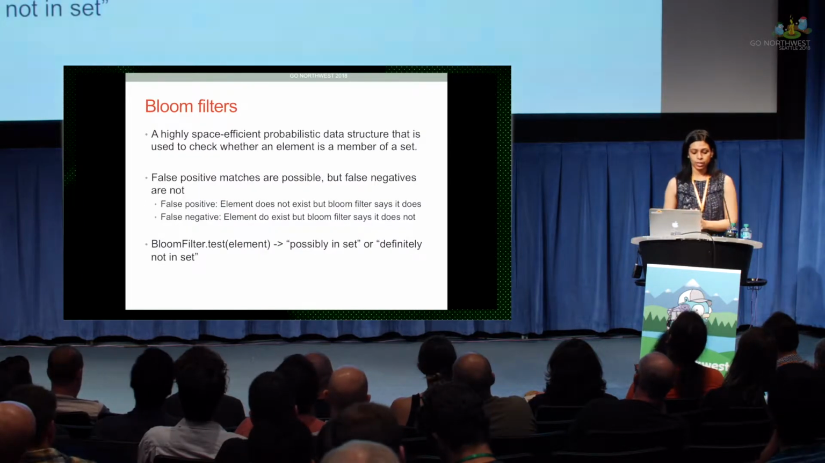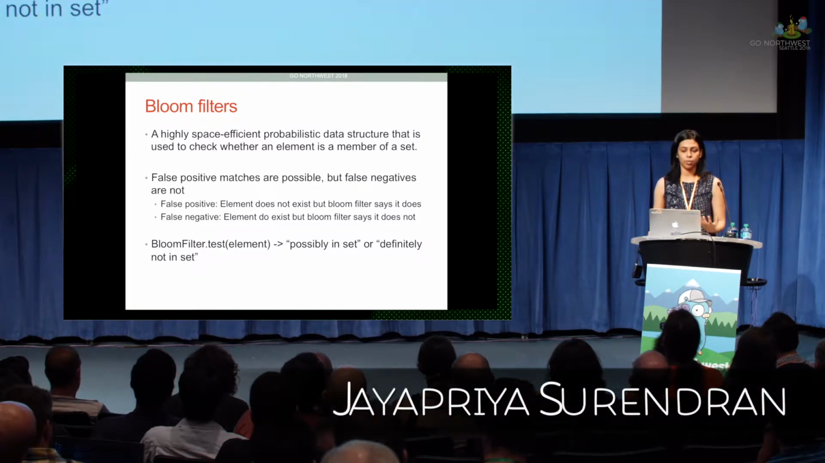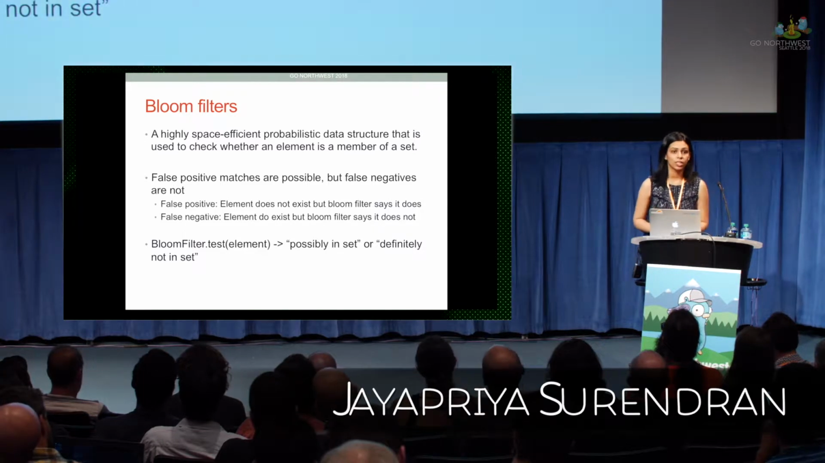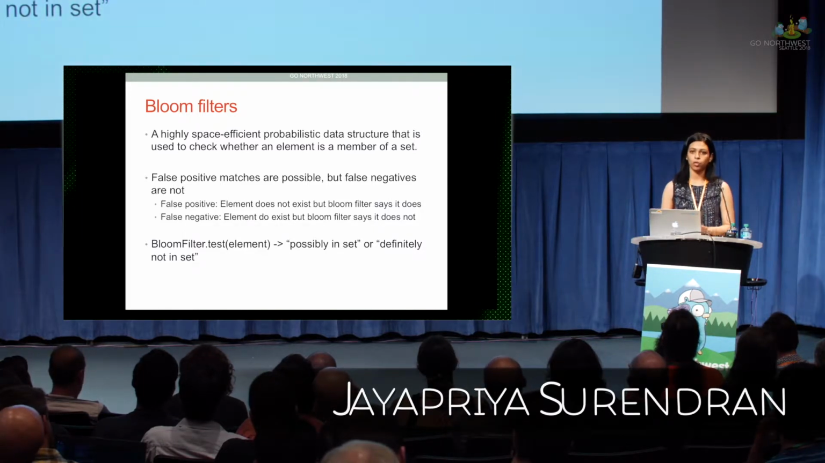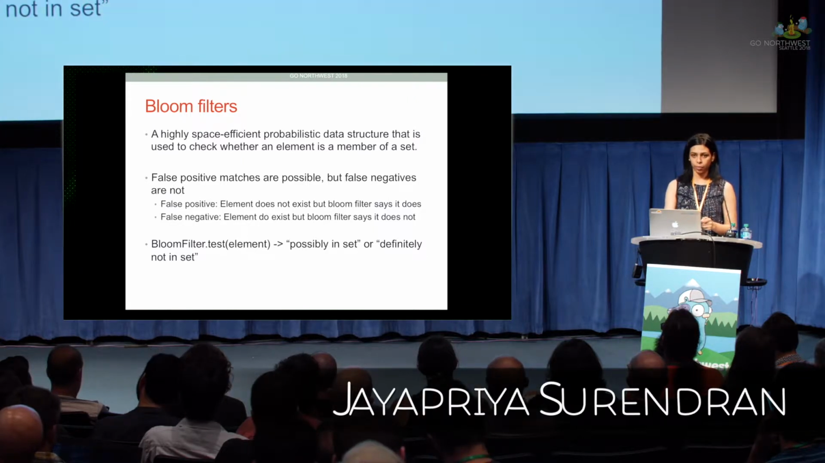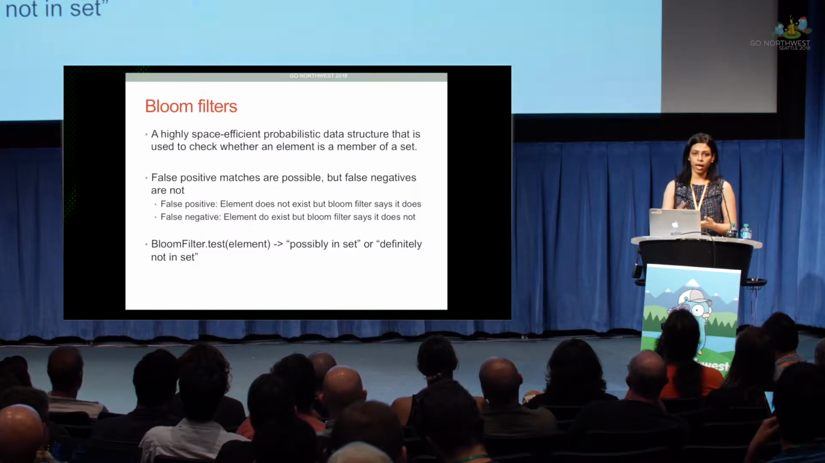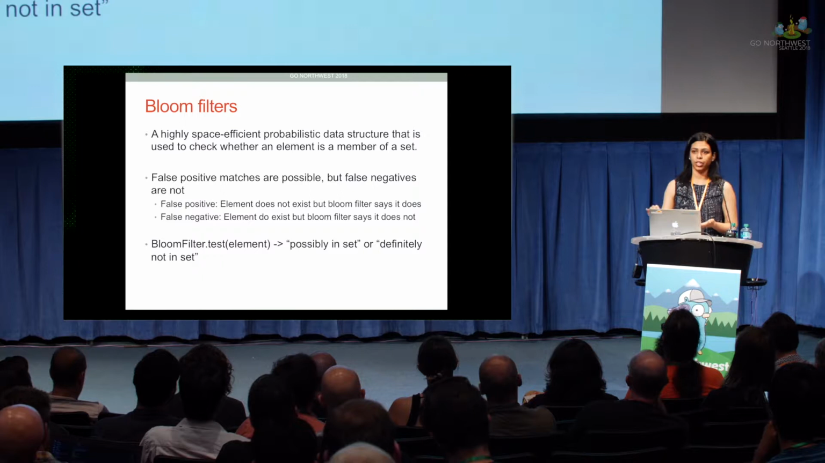Yeah, so a Bloom filter is a highly efficient probabilistic data structure that is used to check whether a member is part of a set or not. In this data structure, false positives are feasible, but not false negatives. So you go to a Bloom filter and ask whether a value is present, and the response will be either a definite yes, or maybe yes, or a definite no.